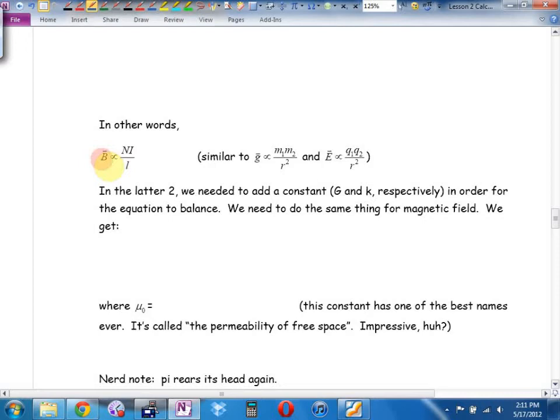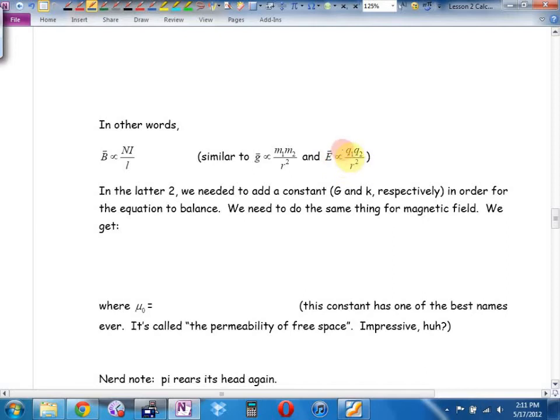Magnetic field strength is directly proportional to the number of turns and the current, but it's inversely proportional to how long the solenoid is, because the longer you are, the smaller. Very similar to G being proportional to that and electric field being proportional to that, except, Shannon, back in the old days, two months ago, to make this an equation, we had to put a constant there.